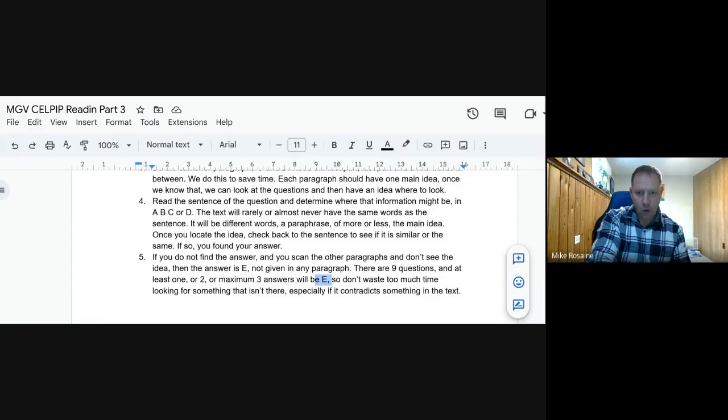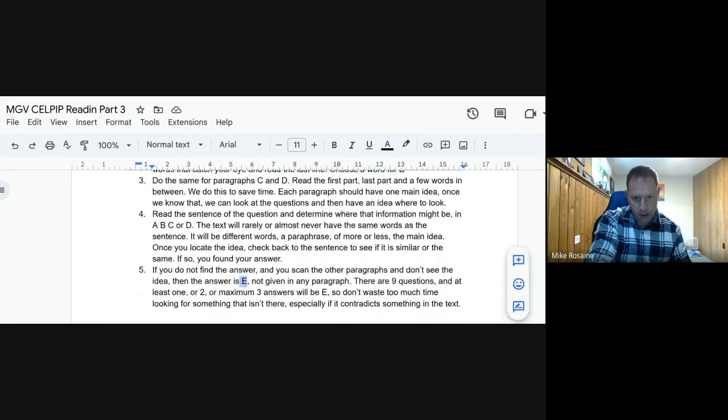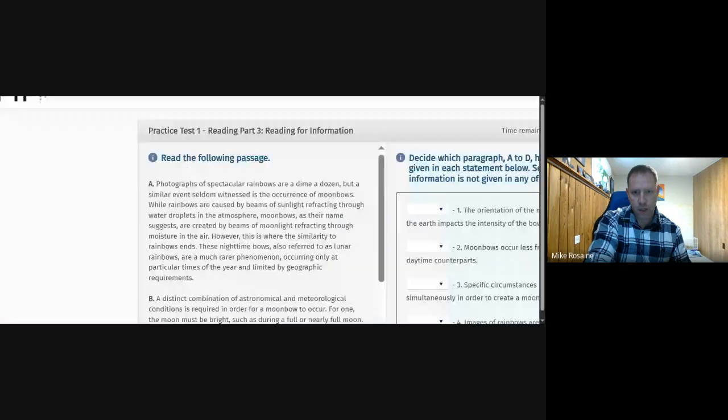So if it's E, the whole point is don't waste time. It's not there. You don't want to waste time looking for something that isn't there, or if it contradicts something in the text. If it says something opposite to what we're looking for, then it has to be E. Okay. So that's basically it. I'd like to show you guys these steps now in practice. To do that, let's jump over to the website.